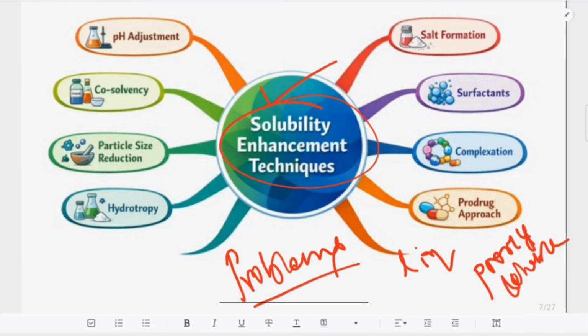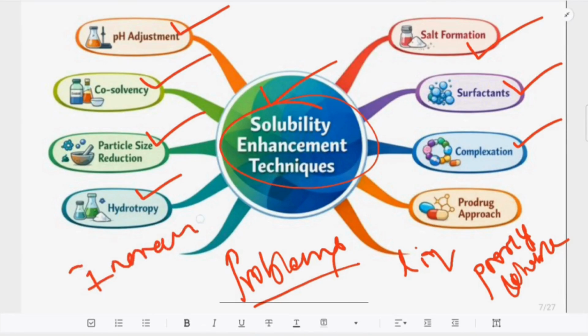by these techniques. The first one is the pH adjustment technique, and the co-solvency method, and reducing the particle size, and the hydrotropic technique, and salt formation, and using surfactants, and the complexation method. So these are the main and very important techniques by which we can increase the solubility of the poorly soluble drugs.